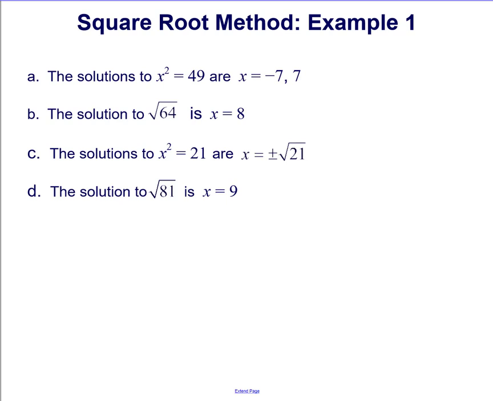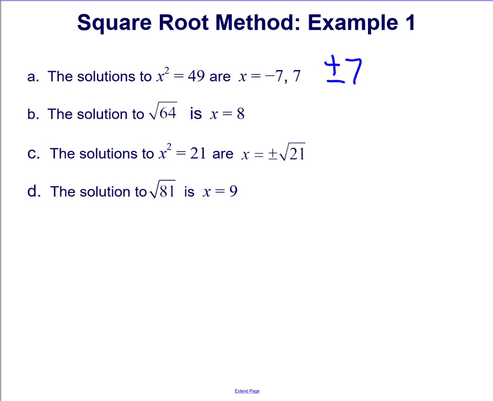The square root method, example number 1. Here we have 4 different examples, and the primary idea here is to differentiate between the principal square root and all possible square roots. So for A, we see the solutions to the equation x squared equal to 49 are two answers. x is equal to -7 or +7. Sometimes you can write it like this as well. You can write plus or minus 7. That's another way to write that.